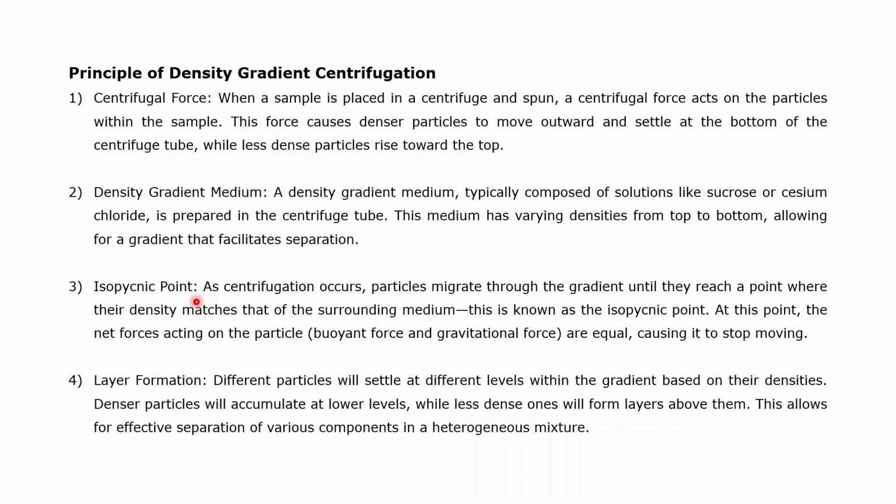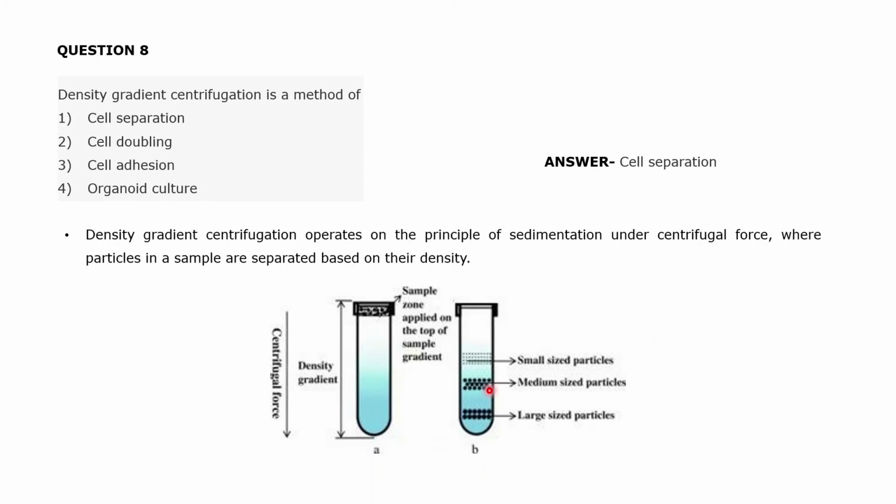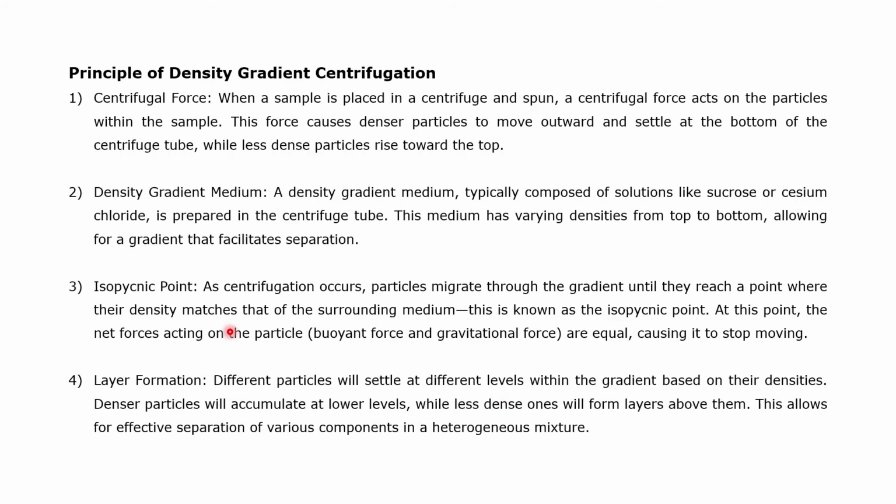The isopycnic point is also a point you have to remember. When the gradient density matches that of the surrounding medium, it is called the isopycnic point. At this point, the net forces acting on the particle are equal, so the particle will stop moving and occupy its corresponding density, because the density of the gradient is equal to the density of the particle.